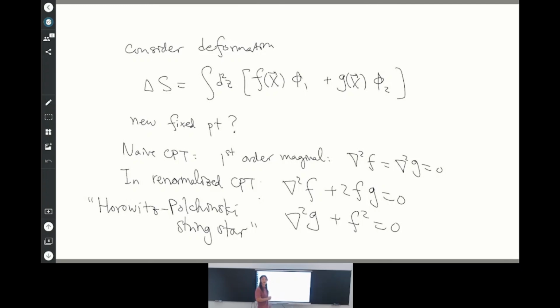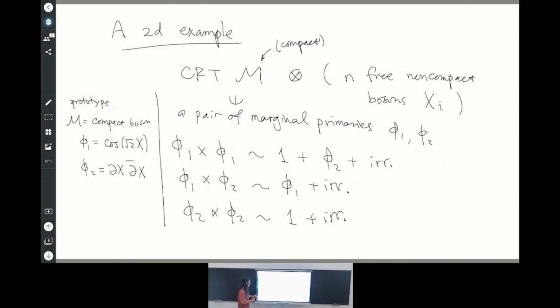I don't understand why naively I should expect this to be marginal if I take, in the simplest case, f and g being constants, marginal at first order. I'm just saying the operator is marginal by assumption. The phi1, phi2 are marginal by my assumption. Oh, so the classical term, not the one loop term. So a pair of marginal primaries was my assumption. Oh, yeah, okay. All right, so that's why I consider this specific example.